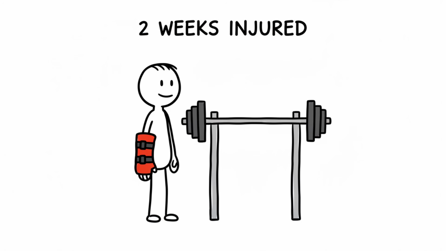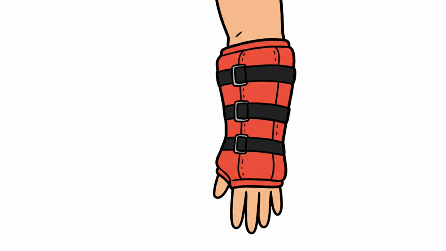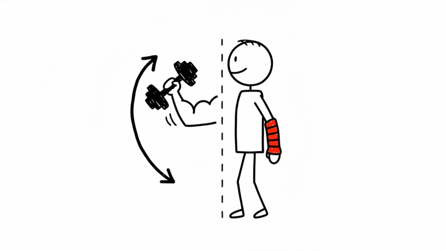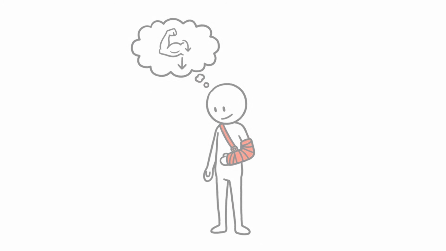You are 2 weeks into a wrist injury. Your right arm sits locked in a brace at your side, doing absolutely nothing, while you finish a set with your left arm alone. You watch the bar rise and fall through only one side of your body.